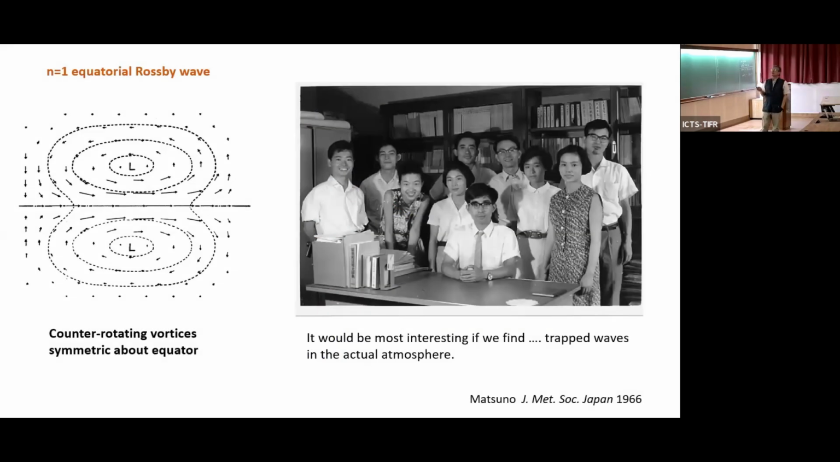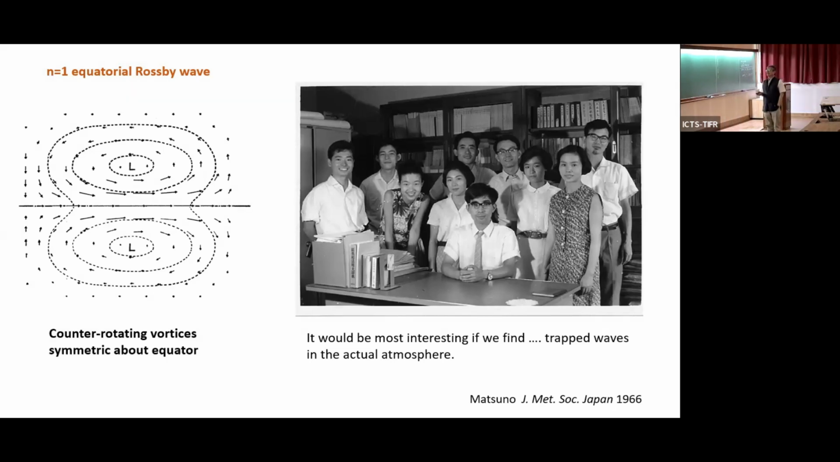That's Matsuno right after his PhD defense. And he wrote up a paper based on his PhD work. The Rossby wave structure was predicted in this beautiful paper. It's got counter-rotating vortices on either side of the equator. And that's the simplest possible equatorially trapped Rossby wave. You can have higher meridional modes. Remember those Hermite polynomials? You can have more zero crossings, both left and right. But this is the simplest one.